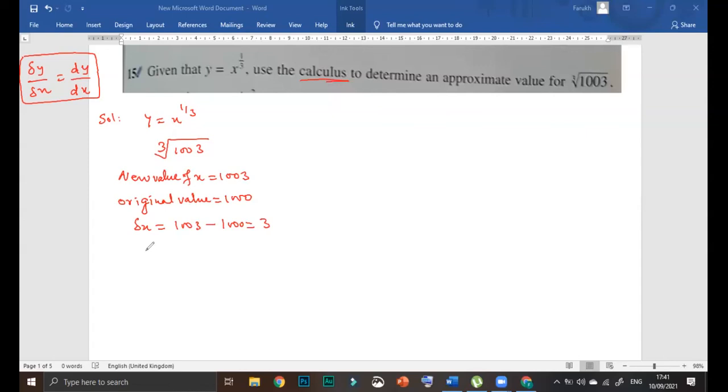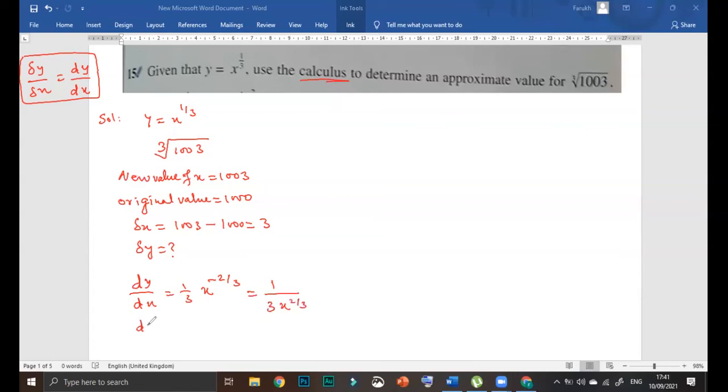Now we will find out del y in this case, and then we will use del y to find out the value of cube root of 1003. How? I will explain this. To use the small changes, we will have to use this rule, del y over del x is equal to dy over dx. For this, we should have dy over dx. So dy over dx is equal to 1 over 3 x power minus 2 by 3, which is equal to 1 over 3 x power 2 by 3.